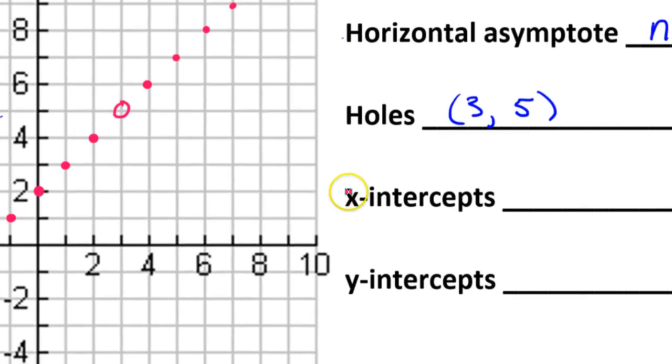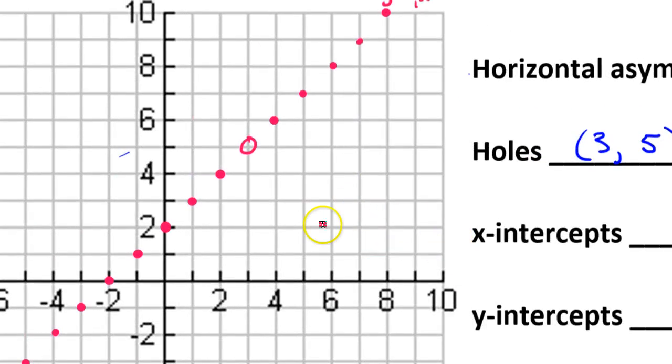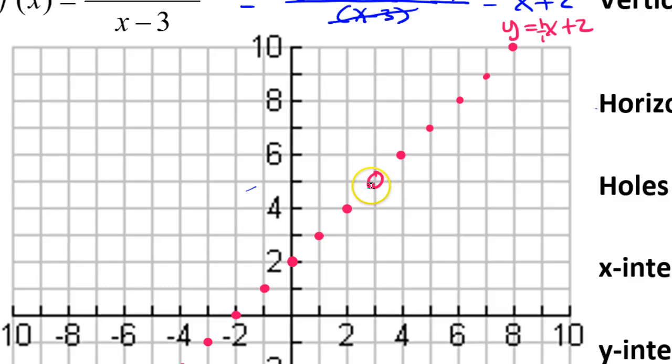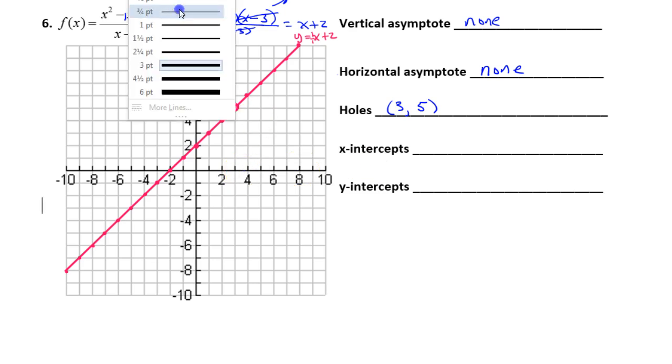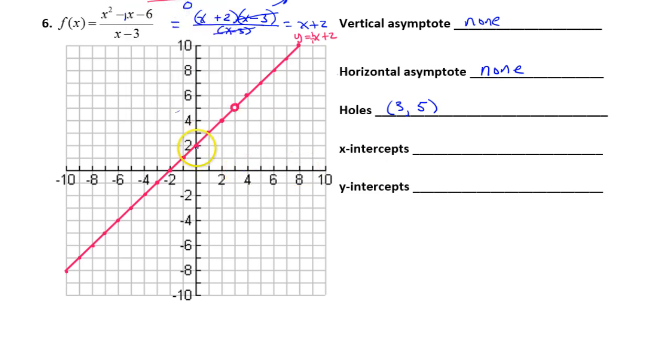Alright, so this function is just going to be like a straight line. So I'm just going to connect these dots, but I'm going to leave this an open circle. So it should look like this. Alright, make your open circle nice and clear. Now, obviously we have a y-intercept at 2. Okay, so that's 0 comma 2. But we can also see we have an x-intercept at negative 2 comma 0.